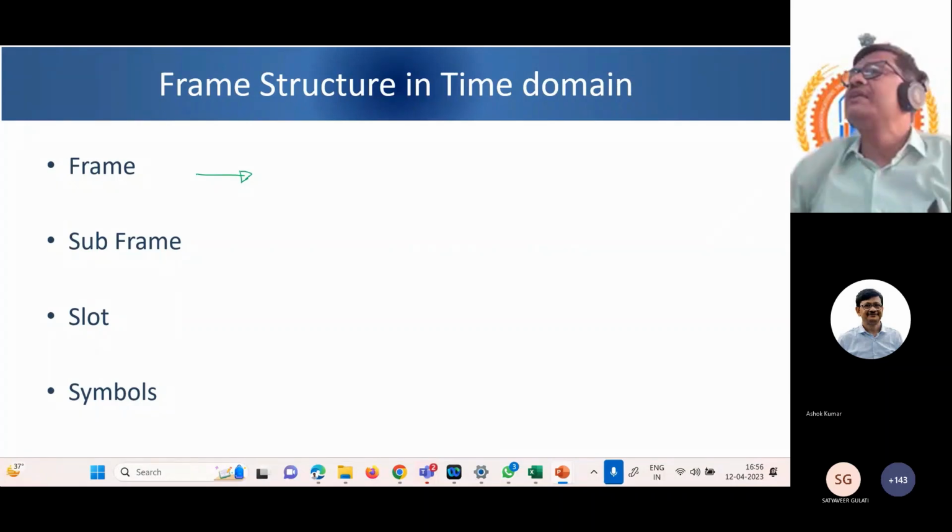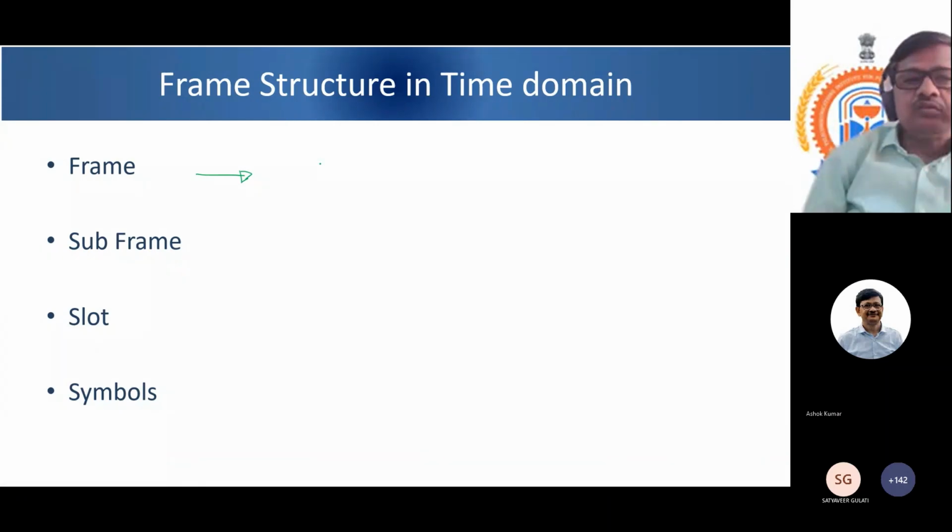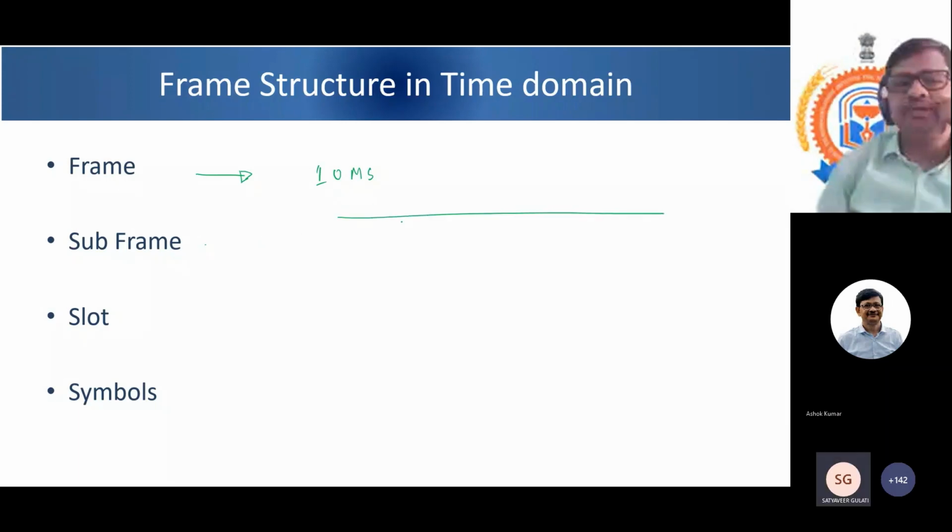So it is 10 milliseconds. In this 10 milliseconds, it is divided into subframes. So suppose you have 10 milliseconds, how many subframes? One millisecond, yes, you are right. So you divide into subframes, and every subframe will be 1 millisecond.